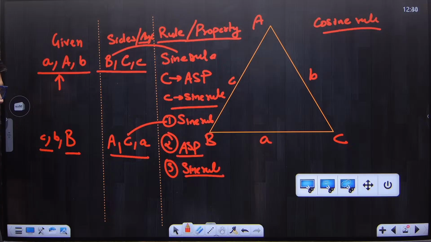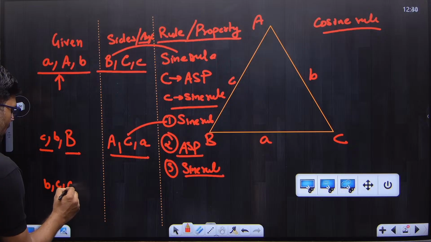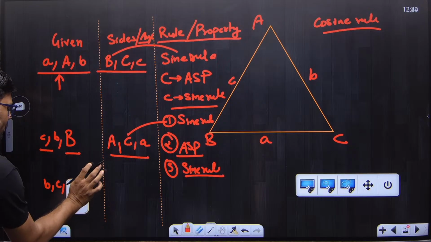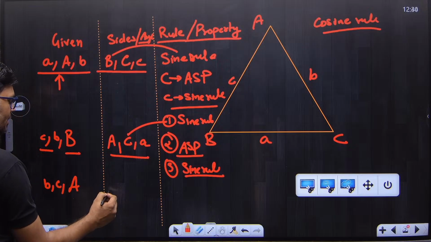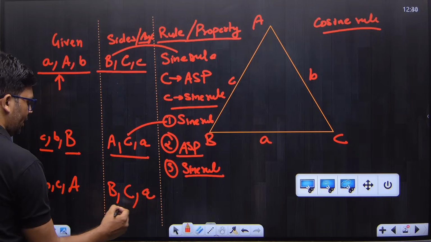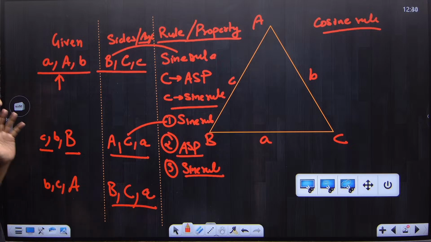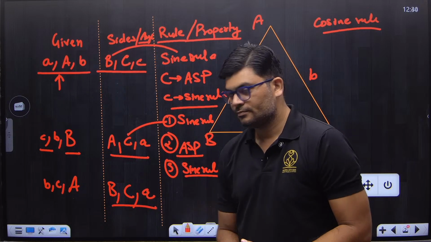Okay. Now let us suppose that small b and small c are given and you have been given angle A. So what are the three remaining things? You need to find angle B, angle C and small side a. Now what you will do? What should be your approach? What is the first thing that you will calculate here?